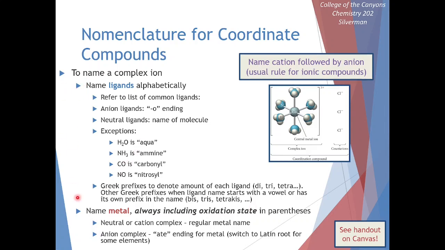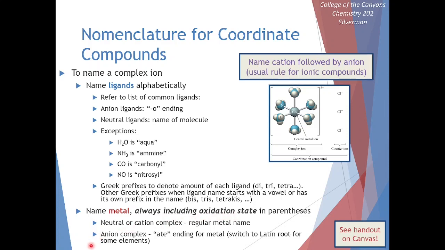Once we have our ligands listed in alphabetical order with the appropriate prefixes when necessary, we can write down the name of our metal. And our metal always has the oxidation state in parentheses after it, using that Roman numeral system. If we have a neutral complex or a cation complex, this is it. That's just the rule. Use the name of the metal followed by the charge.